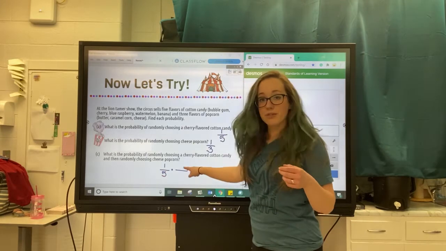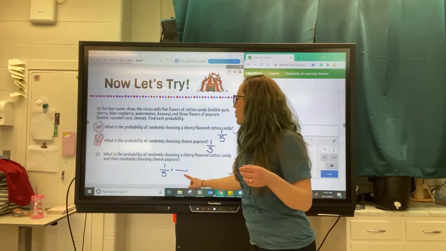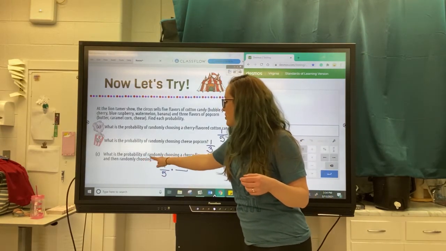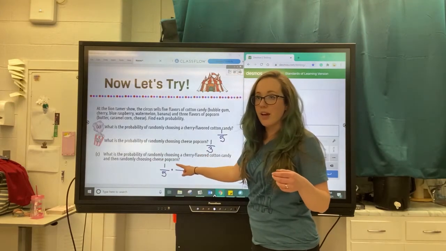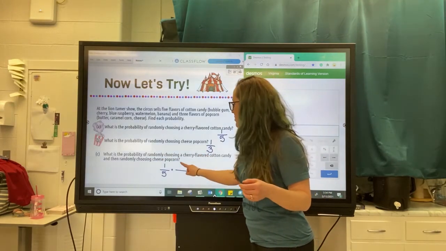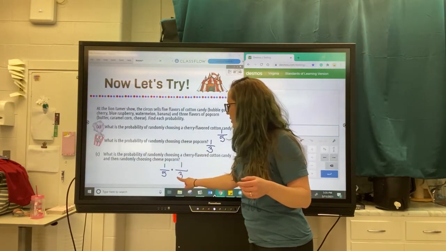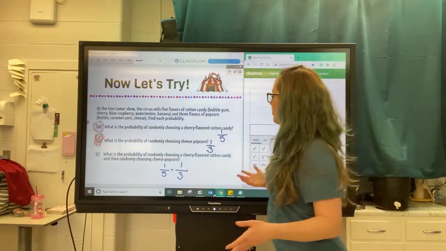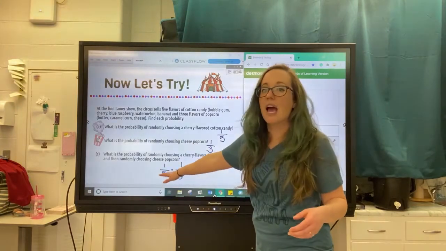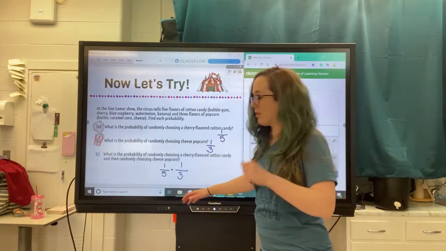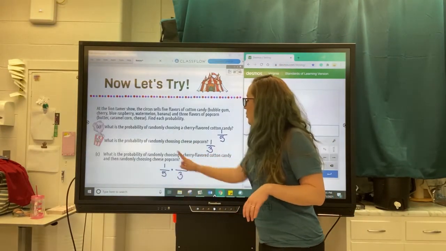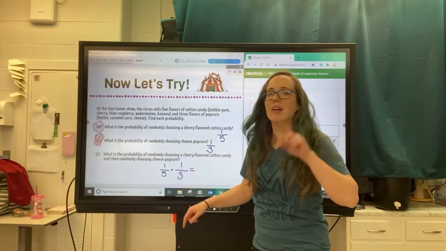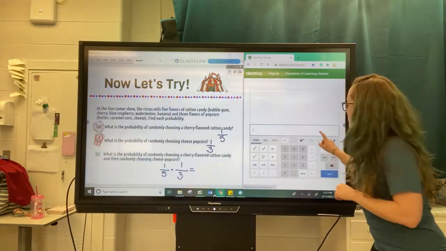And then my second fraction is going to be what's the probability of choosing cheese popcorn. And we already figured out that that's 1 out of 3. So if we multiply those, that will tell us the probability that both of these things happen, one after the other, right? 1 times, actually, I'm going to use Desmos, even though I know this one.